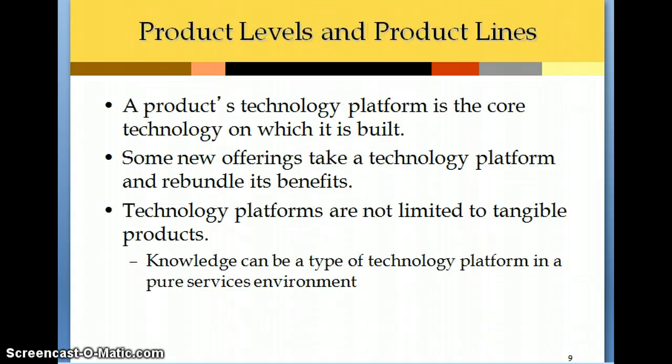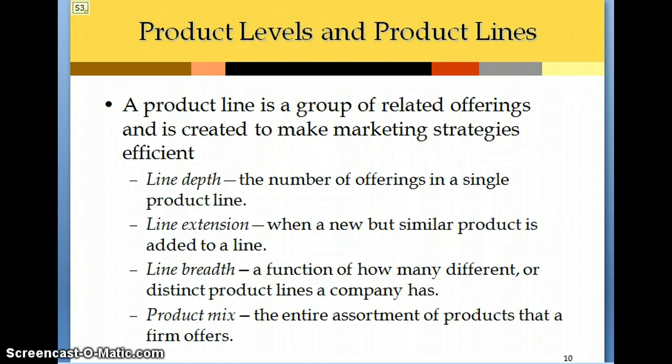Let's look at product levels and product lines. A product technology platform is the core technology upon which an offering is built. An example is an iPod or MP3 technology. The development of a new offering is to take a technology platform and rebundle its benefits in order to create a different version of an already existing offering. Examples are Apple iPod Shuffle and Nano.